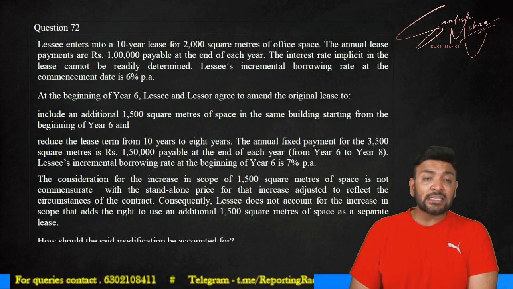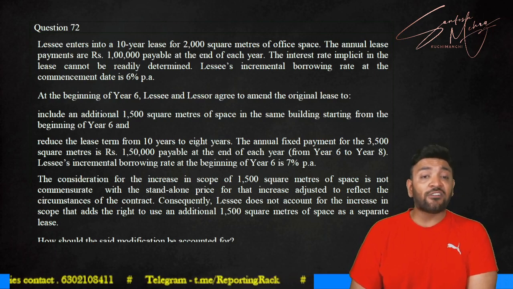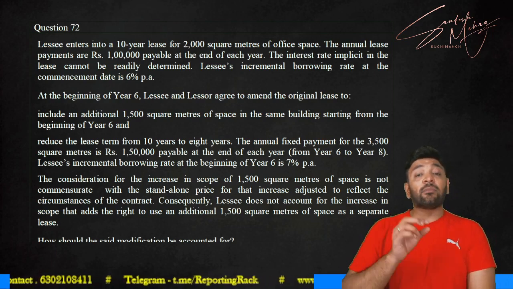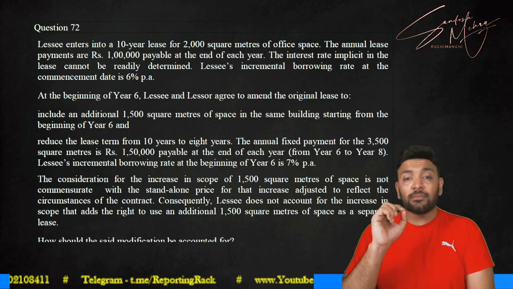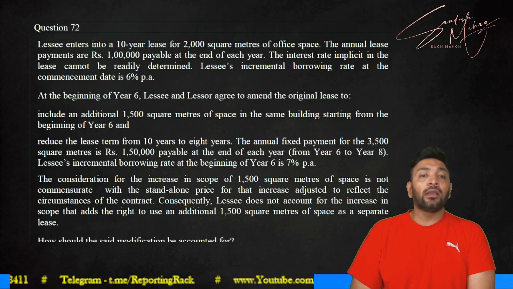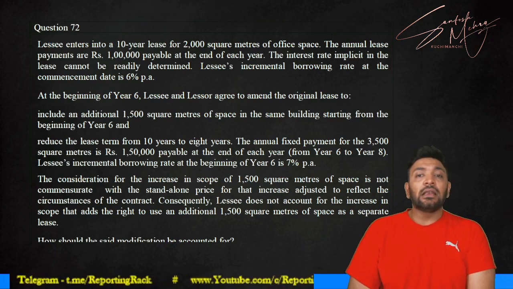It's a 10-year lease. 1 lakh is the lease payment. You can take the present value annuity factor of 6%, 10 years. Determine what is the initial measurement of the ROU asset, and also the initial measurement of the lease liability. At the beginning of year 6, 5 years are already gone.